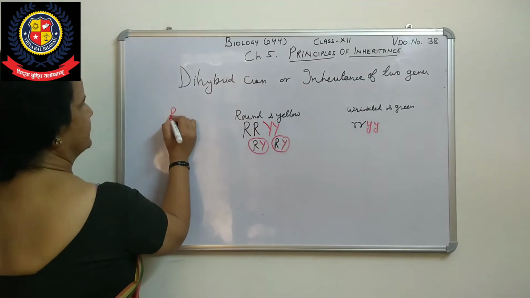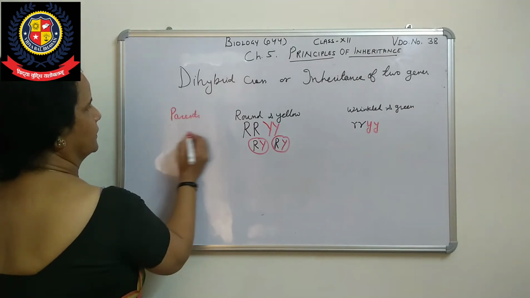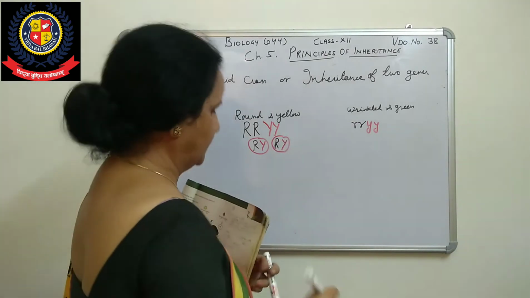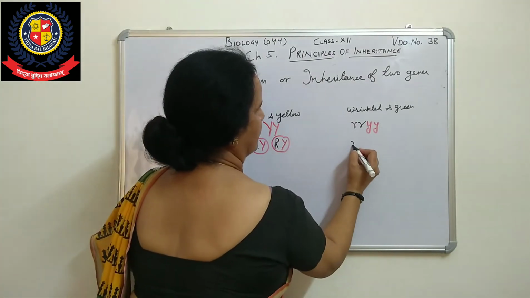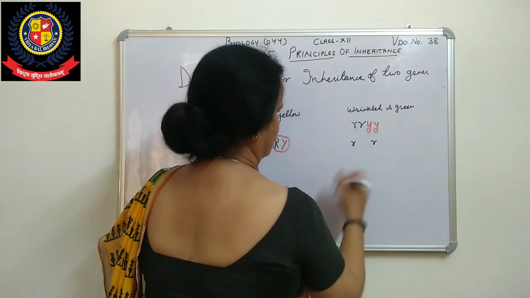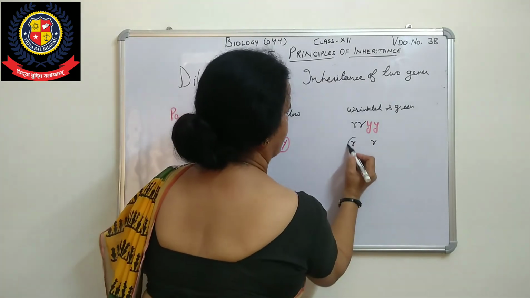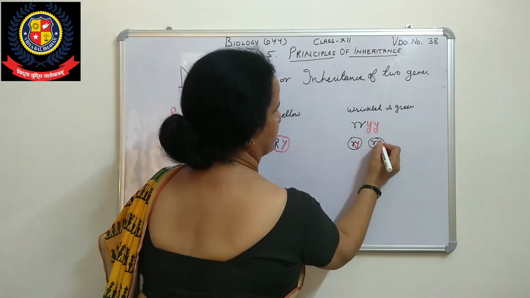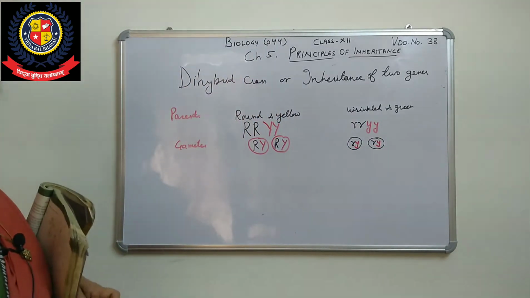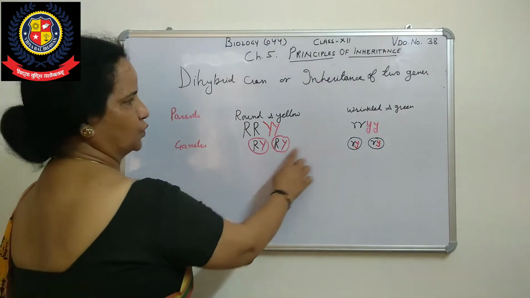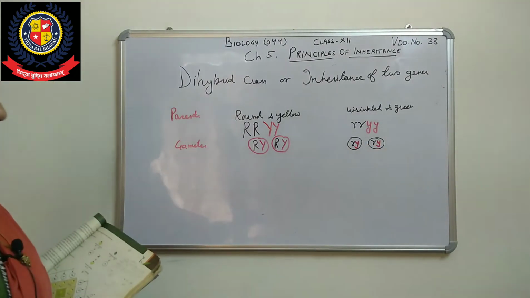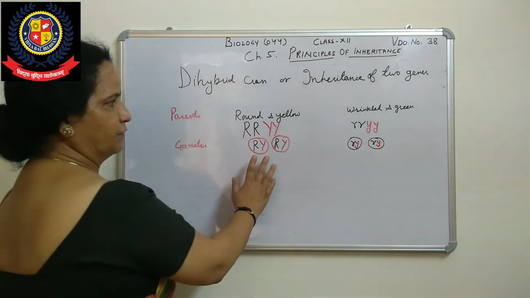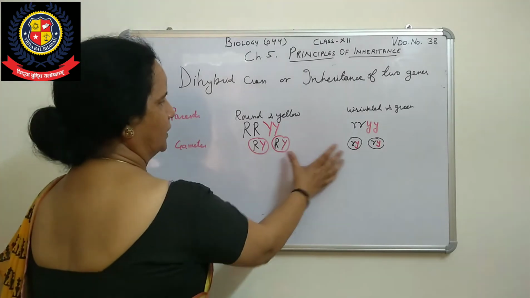We can see here these are parents, these are gametes. Okay, here what will happen? Here again R and R, and here these are the gametes. Okay, 1 2 3 4. When we see these gametes in the F1 generation, what will happen in the F1 generation? If we take these gametes simply, what will you get?